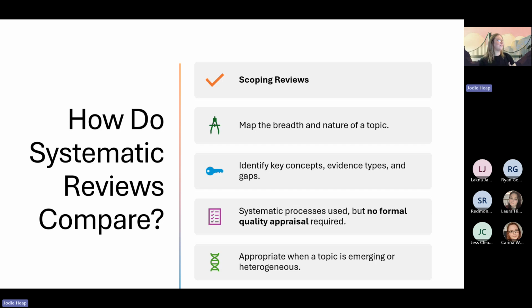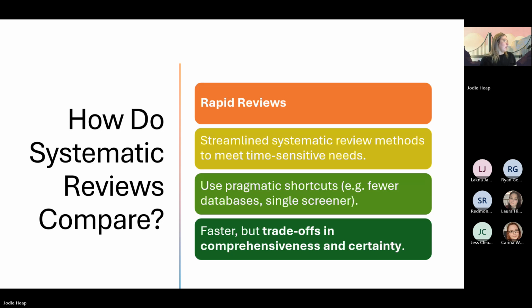Again, lots of discussion going on about how we can best approach scoping reviews, and I like what I'm seeing, but it's still emerging, so there's not necessarily consistency across the board there. And it's most used when a topic is emerging or heterogeneous. So, with figuring things out, scoping reviews are really nice for that.